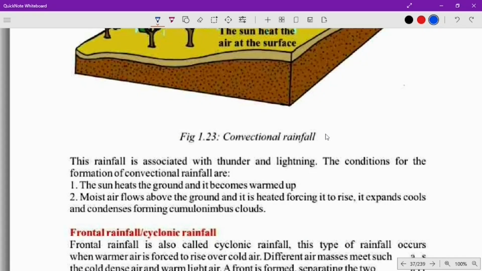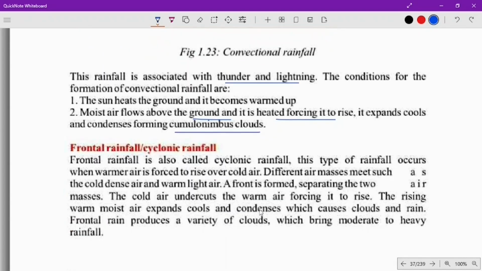This is how convectional rainfall happens. This rainfall is associated with thunder and lightning. The conditions for the formation of rainfall are: the sun hits the ground, becomes warmed up, the warm moist air next to the ground is heated, forced to rise, expands and cools, and it forms cumulonimbus clouds. These are those clouds that are very scary. If you see cumulonimbus clouds, you will be very scared.